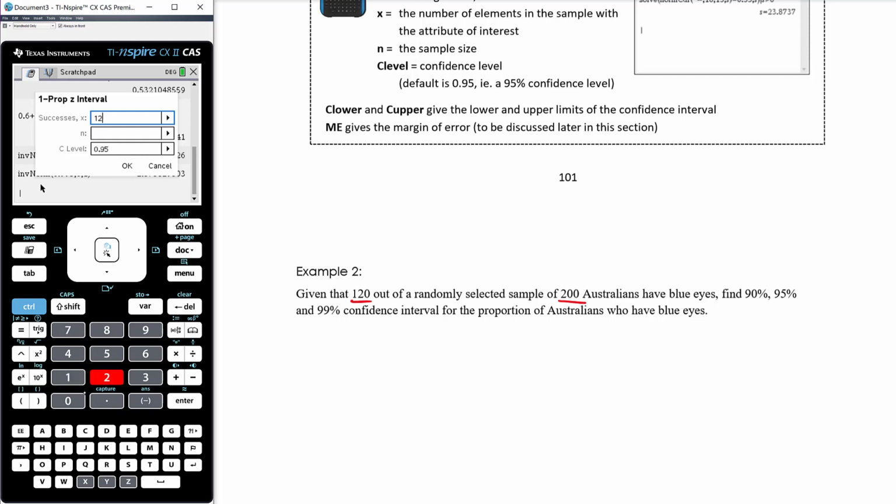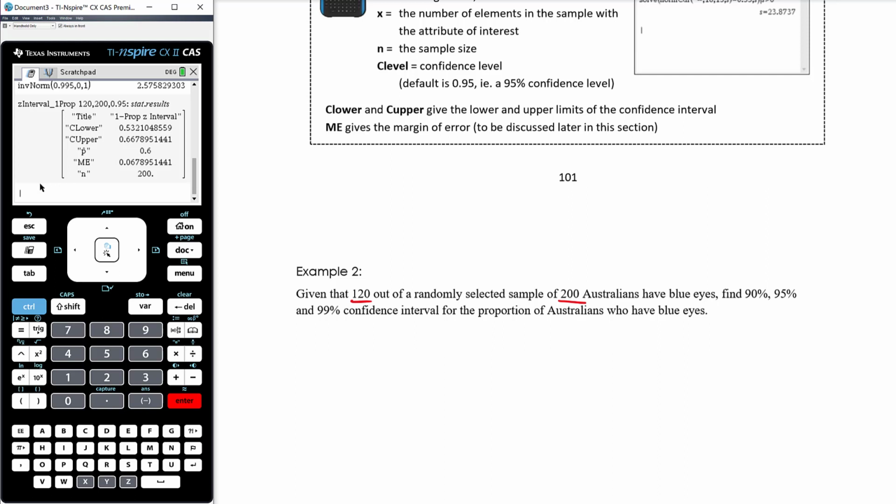So we had 120 blue-eyed people out of our sample of 200, and we want a 95% confidence level. Okay. And there's our confidence level. So we've got our C lower and C upper, which are the lower and upper limits of the confidence interval. It's calculated P hat for us, which is 120 out of 200 or 0.6. It's calculated the margin of error, which we'll talk about in a minute. And it's also given us N, which was 200. So we get our 95% confidence interval.